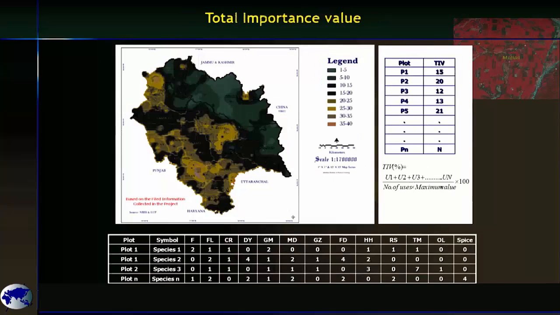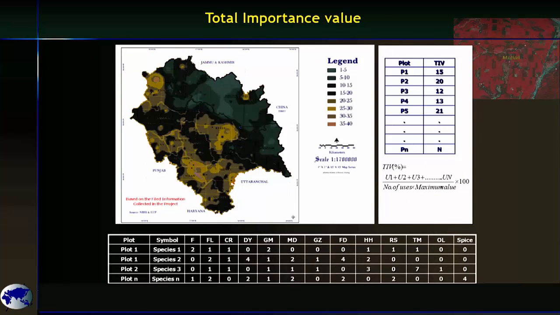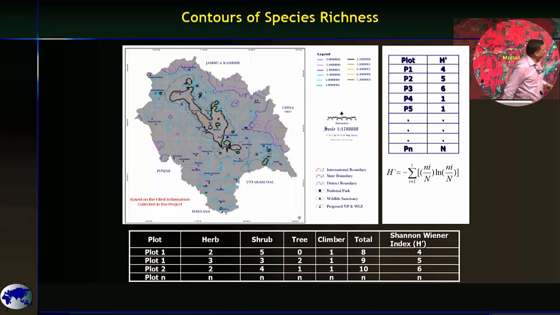Because if I show you this slide, this will not give you any information. But the moment I interpolate them on the basis of the values, you will have a feel of how the entire area is governed by different densities. From there I can easily make out that this is the area where the richness is very high. I will not see this on the basis of the sample points which I have collected.